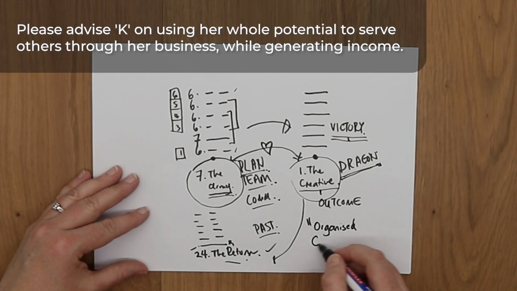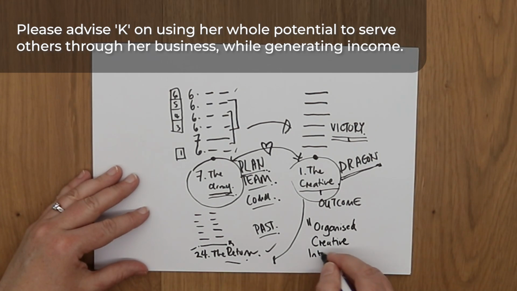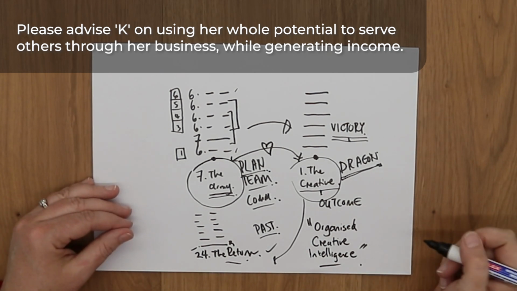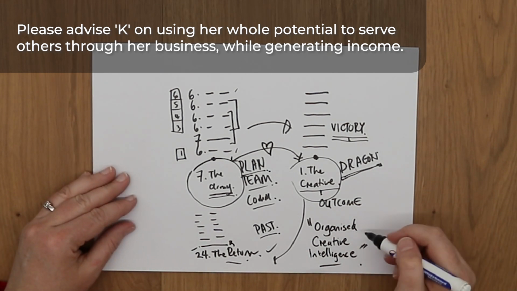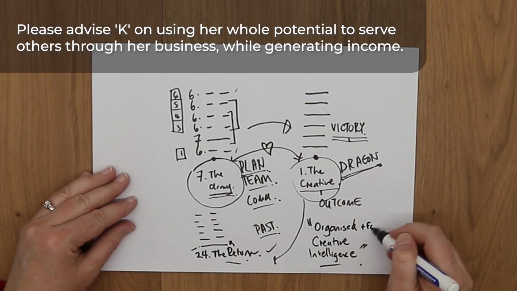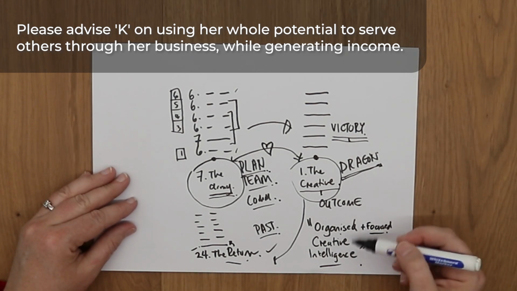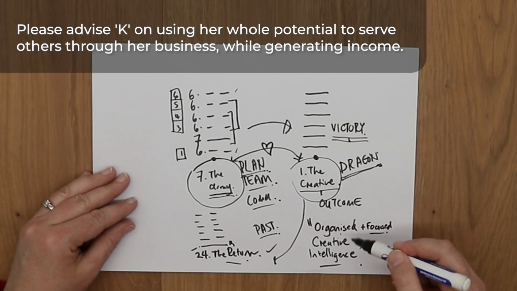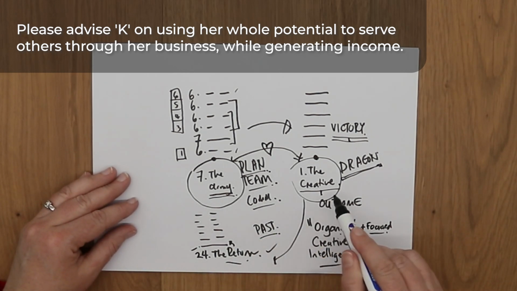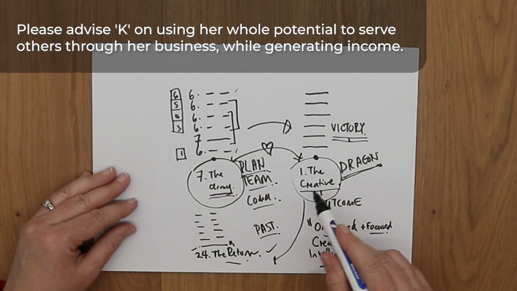Organized, creative intelligence. Yes. Okay, so that's our strategy. Organized. You can even add the word focused. Organized creative intelligence is how you bring your whole self to your business to serve and to manifest the abundance you deserve.